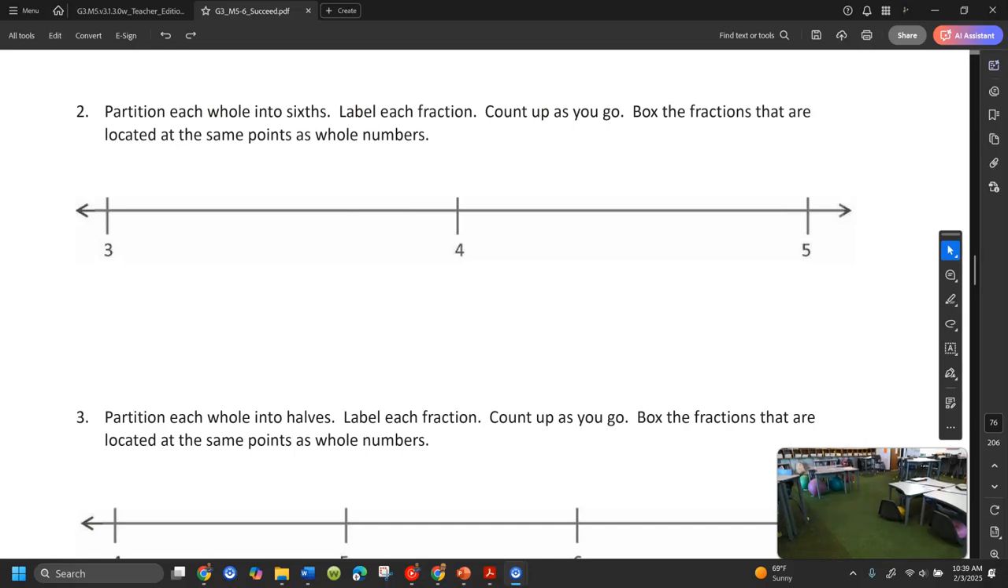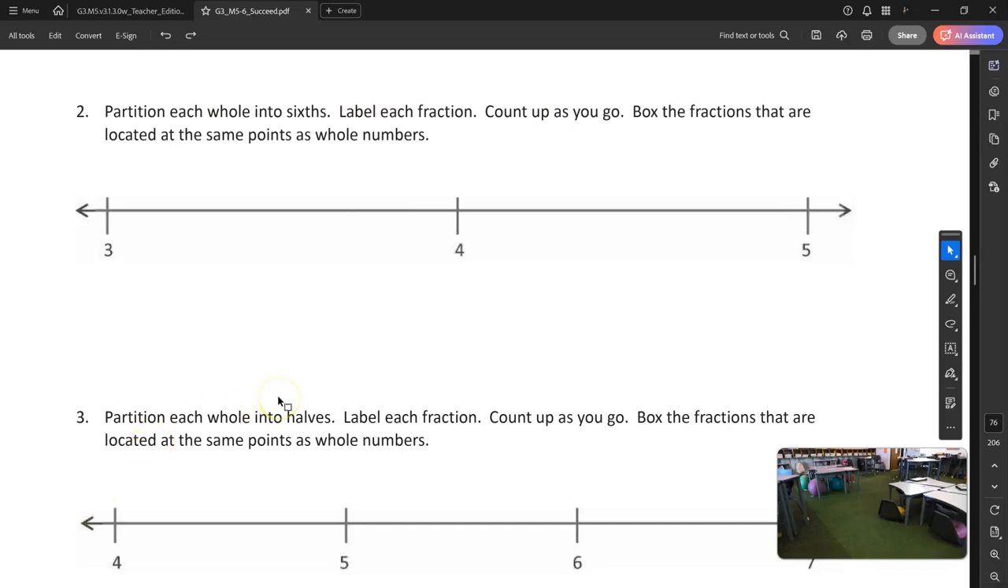Number 2, partition each whole into 6. Label each fraction. Count up as you go. Box the fractions that are located at the same point as whole numbers. So we're going to partition into 6. So that means that we need 6 in between each whole number. So we have 1.